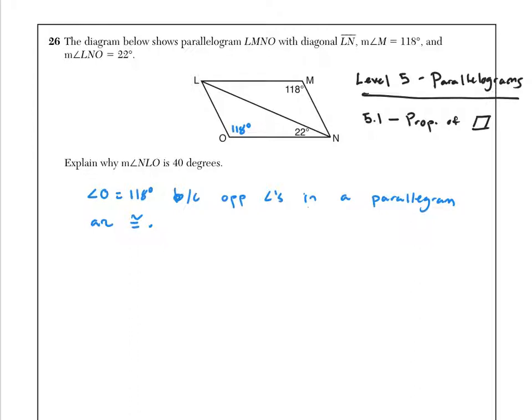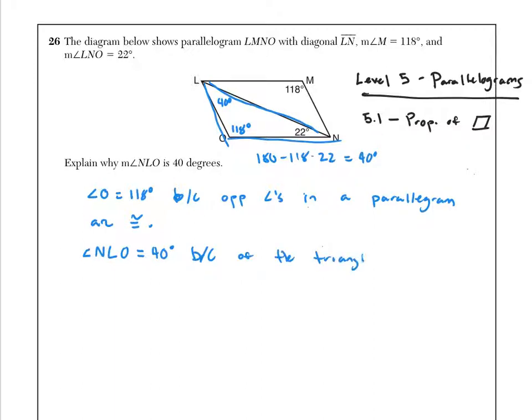All right. Now, once I have that done, I'm going to then say, well, this. So I know that angle NLO is the one we're looking for, and that's also 40 degrees. And for that one, I'm using the triangle sum theorem, right? I'm just doing 180 minus 118 minus 22, and that gives you 40 degrees. So for that part of it, now that I've figured out angle O, I'll say angle NLO is equal to 40 degrees because of the triangle sum theorem.